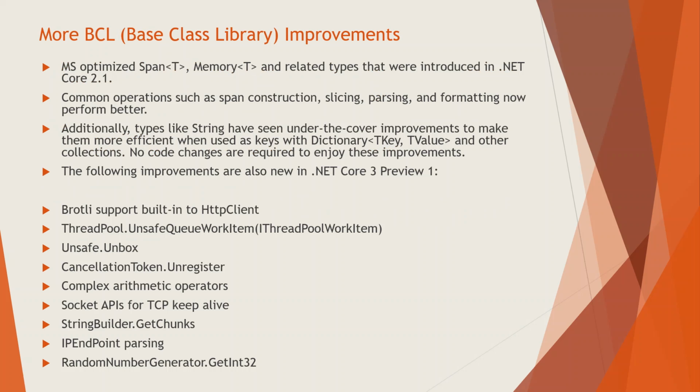Now more BCL improvements, base class library. Microsoft optimized Span<T>, Memory<T>, and related types that were introduced in .NET Core 2.1. Common operations such as span construction, slicing, parsing, and formatting now perform better. Additionally, types like string have seen under the cover improvements to make them more efficient when used as keys with Dictionary<TKey, TValue> and other collections. No code changes are required to enjoy these improvements.